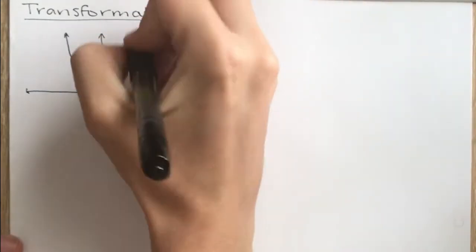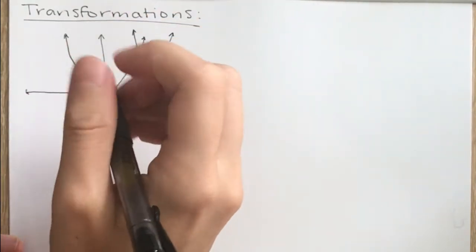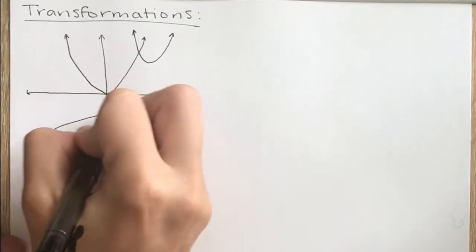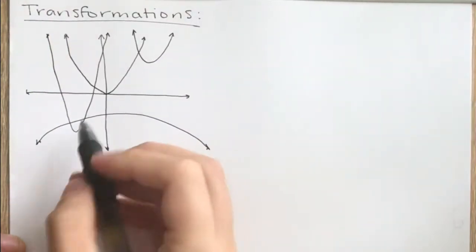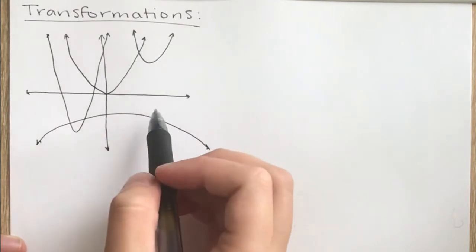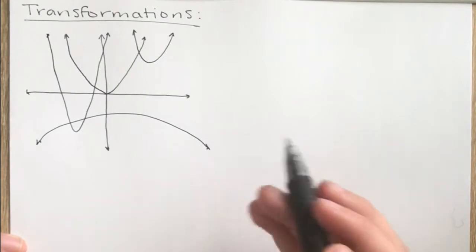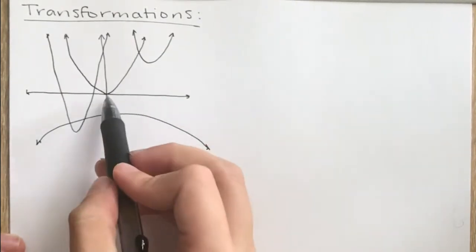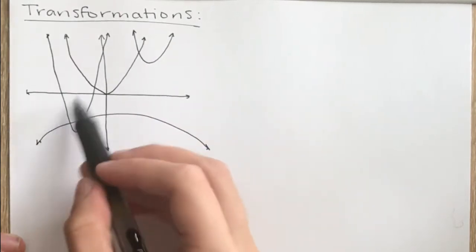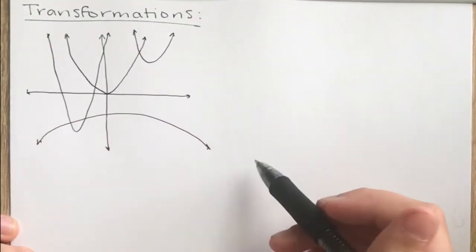There are quadratics that look like this, and there are quadratics that look like this, and there are quadratics that look like this. So these are all clearly at least somewhat related, but exactly how we haven't really talked about yet. And that's what a transformation is. So these graphs are all transformations of a quadratic. So let's talk about how we can transform a graph.